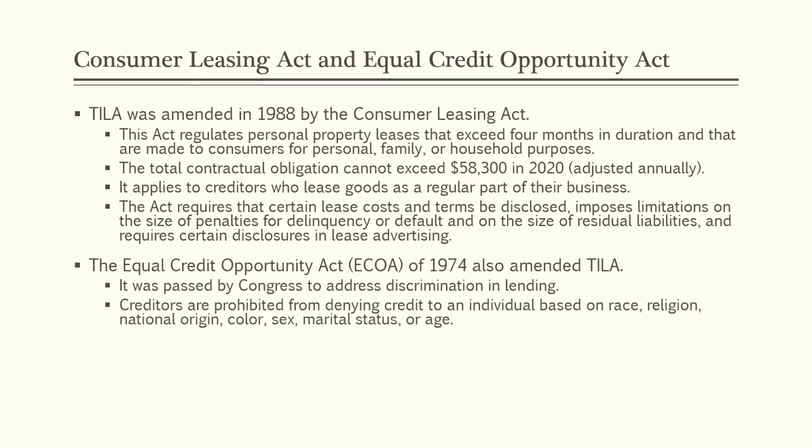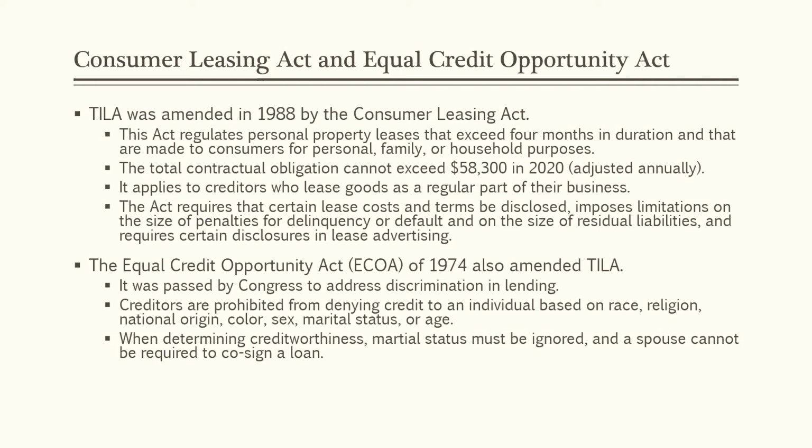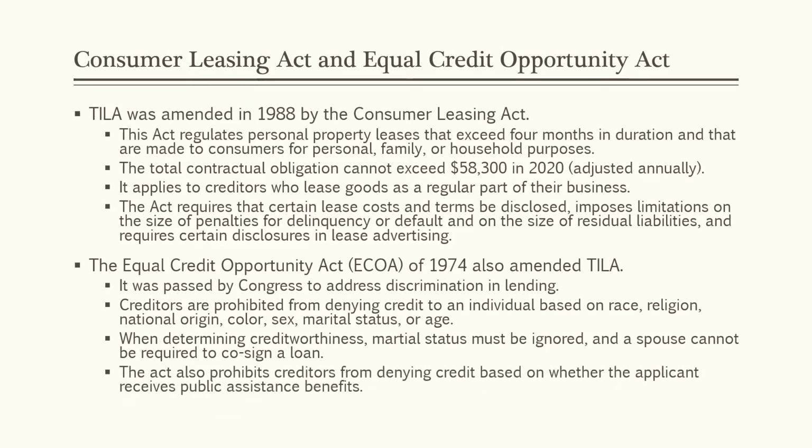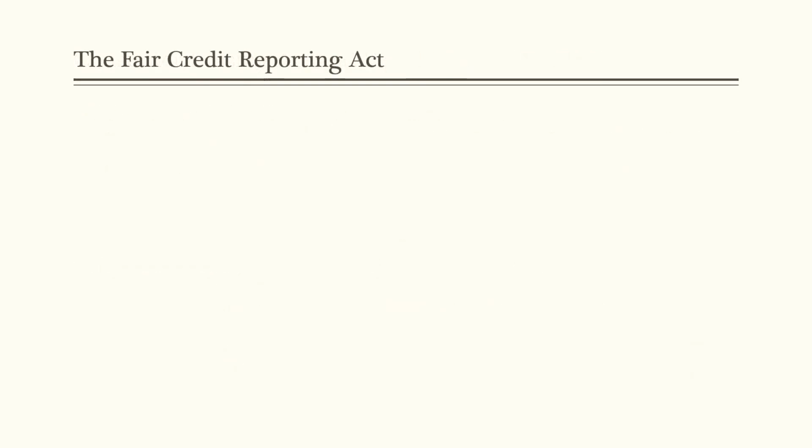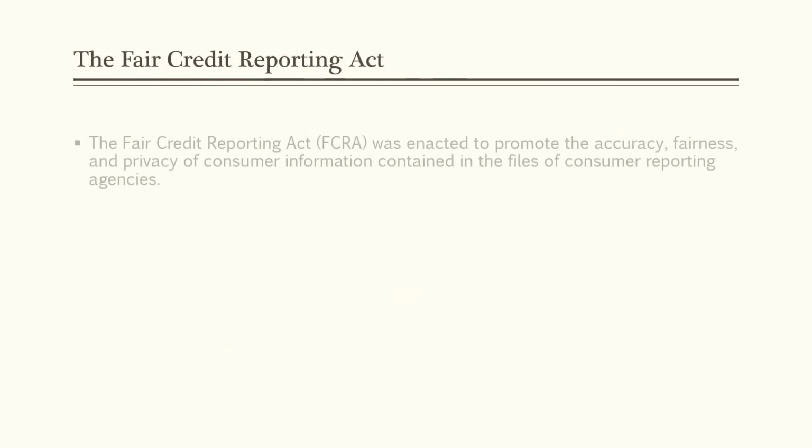Creditors are prohibited from denying credit to an individual based on race, religion, national origin, color, sex, marital status, or age. When determining creditworthiness, marital status must be ignored, and a spouse cannot be required to co-sign a loan. The Act also prohibits creditors from denying credit based on whether the applicant receives public assistance benefits. Next, we will discuss the Fair Credit Reporting Act.